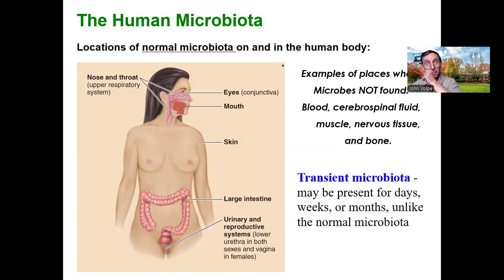With the nose and the throat, only the upper respiratory system has a normal microbiota. Lower in the respiratory system, especially the lungs, does not normally have normal microbiota. And if ever we have microbes growing in the lung, it would cause pneumonia.